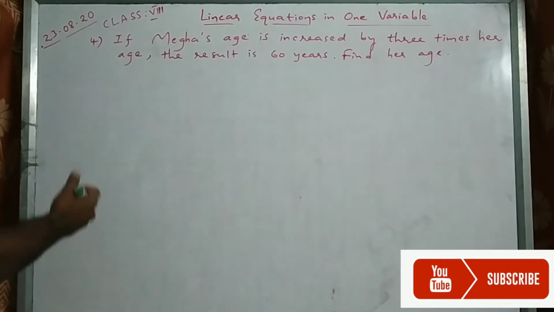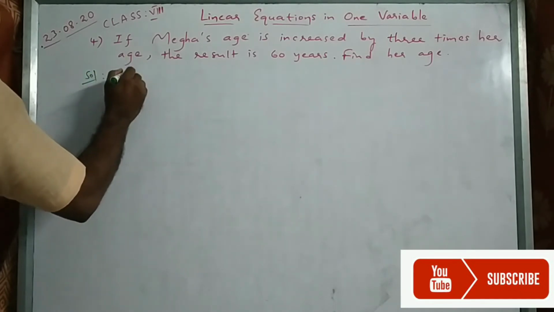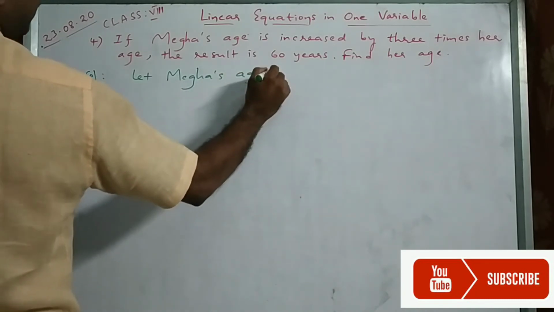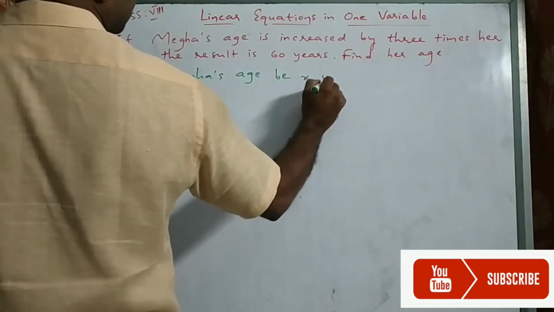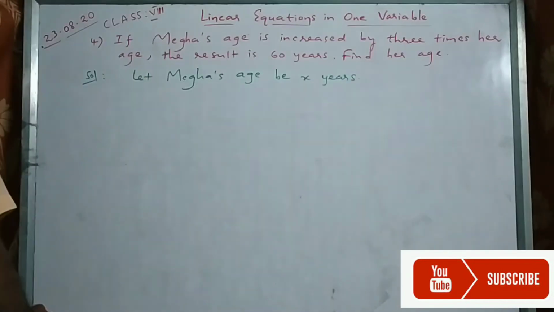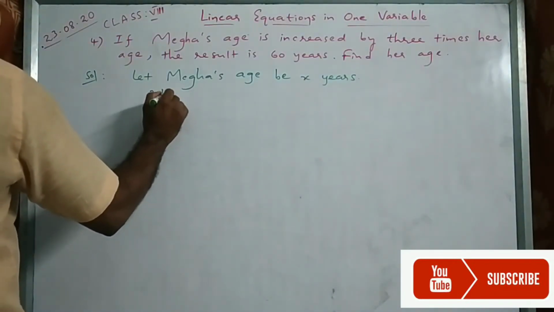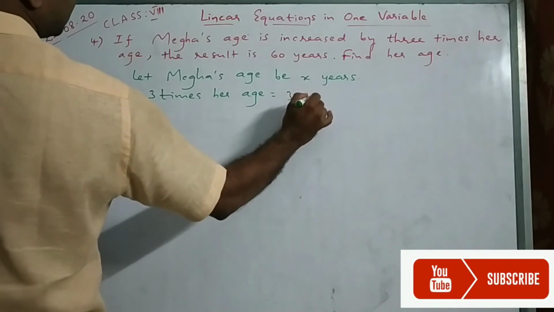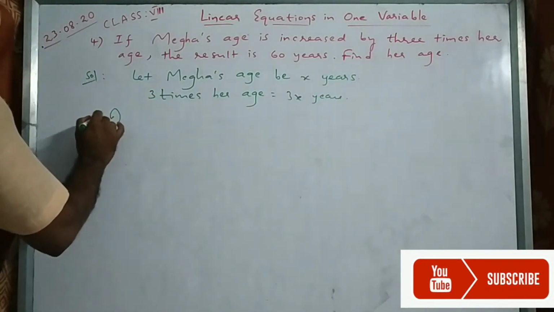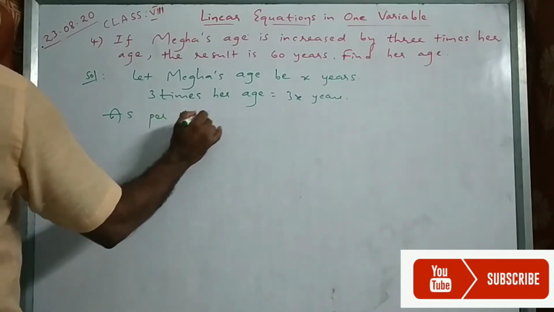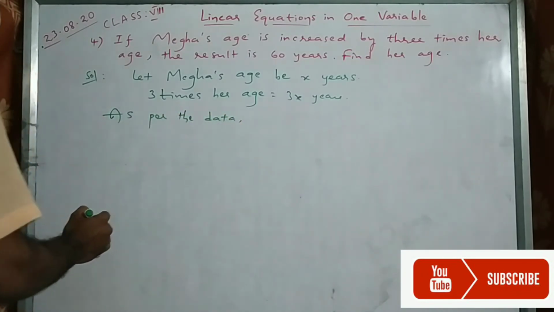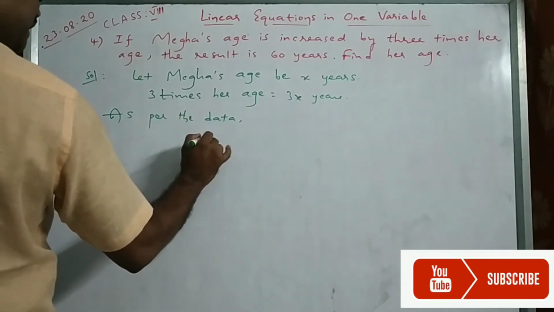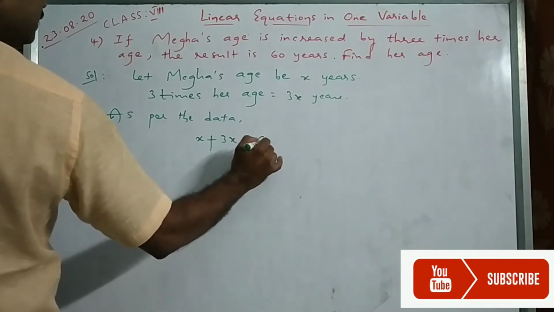Let Megha's age be x years. 3 times her age, what does it mean? 3 times her age is nothing but 3x years. As per the data, Megha's age is x, it is increased by 3 times, that means x plus 3x equal to 60 years.